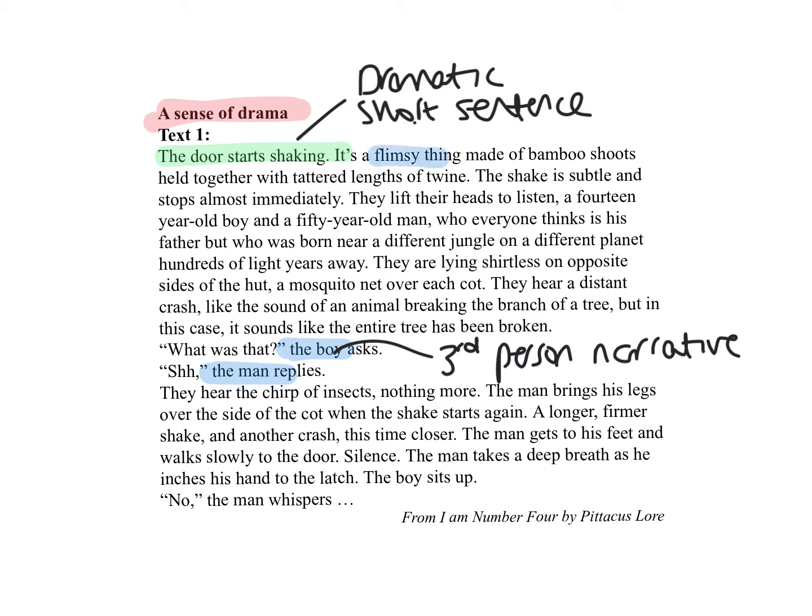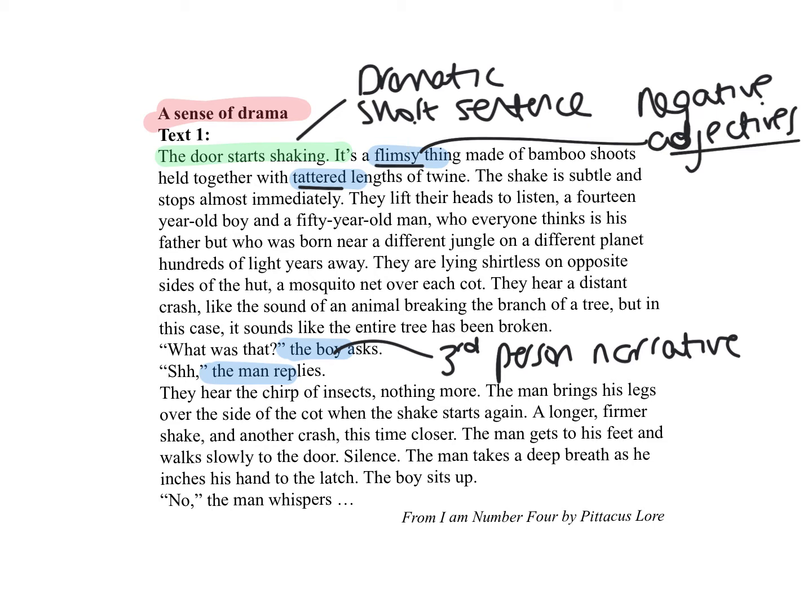And then in the next sentence, we have two negatives. Have a think: flimsy and tattered. What types of words are they? They're adjectives. These negative adjectives create a sense of insecurity and threat. If your protection, your house, is flimsy and tattered, then we have this sense that danger can easily affect us, that things are insecure. As we read on, we find out that our two protagonists, the two people we're interested in, are a 14-year-old boy and a 50-year-old man.